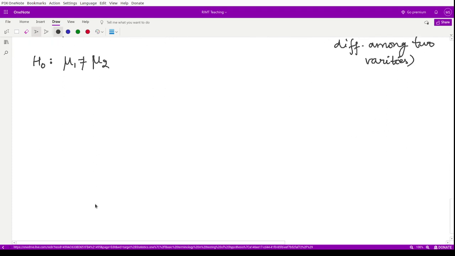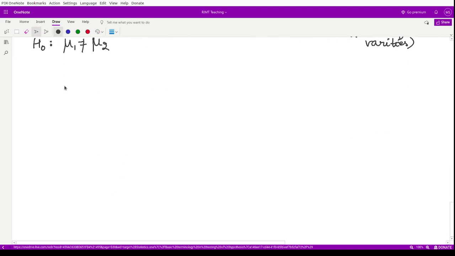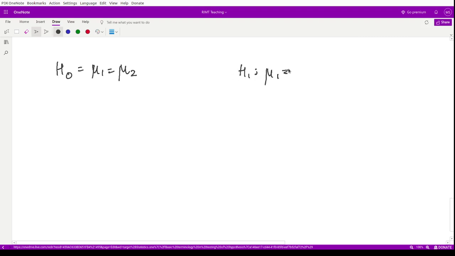So based on that, suppose your H naught, or our hypothesis, is that we do not have any difference among these two varieties. So your H1 would be what? We have a difference between these two varieties. Now, if these two means are not equal, then we could have two cases.